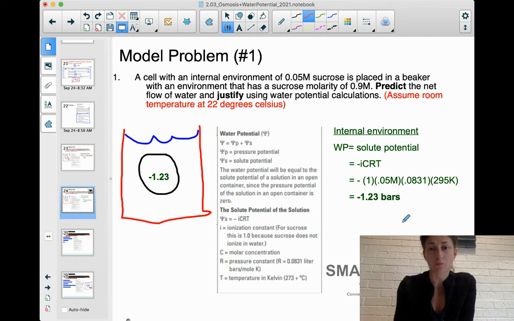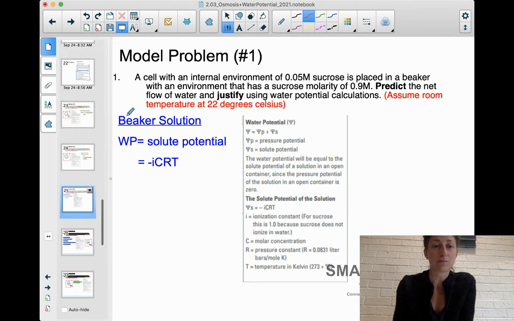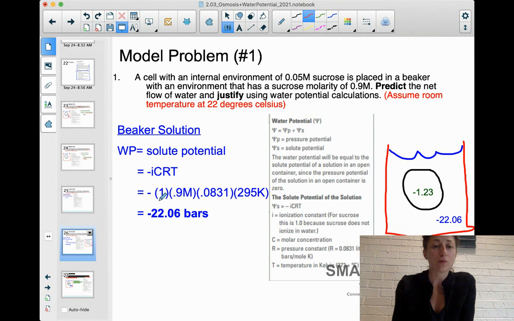So what does that look like? We have to actually fill these in. Well, we're dealing with sucrose, so we have 1. Our molarity is here. Our pressure constant is here. And our temperature in Kelvin is here, which gives us a number of negative 1.3 bars. Okay. Now we have to do our external environment. The beaker solution. Same thing, open container, right? So we are going to have sucrose again. 0.9 molar is my concentration, my pressure constant, and same temperature. Okay. 295 Kelvin. I'm assuming room temperature here at 22 degrees Celsius.